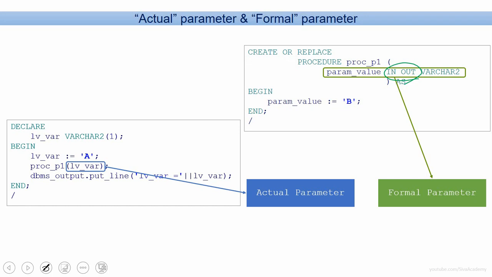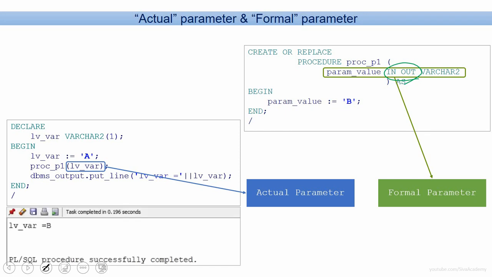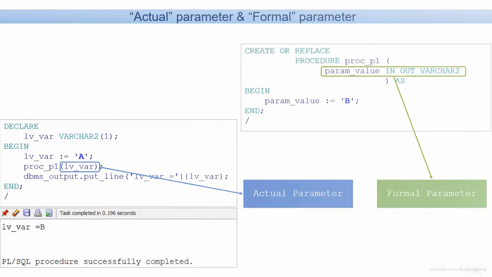On execution of this anonymous block, the value from the variable will be passed as an input to the procedure, and within the procedure the value is overwritten as b, and it will be sent back as an OUT parameter, and this gets printed by the anonymous block. Now let us understand how this program gets executed internally.